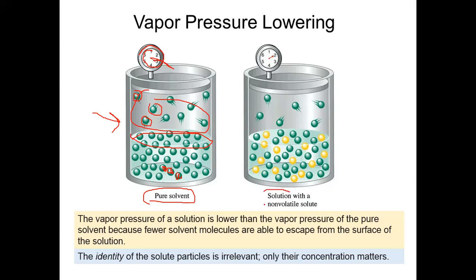Then we have another case: a solution with a non-volatile solute. Say this is KCl in a solution. Now we have molecules of water and molecules of KCl. You can see that we have fewer vapor molecules over the solution. Why is this happening? The reason is that molecules of KCl can occupy some space on the surface as well, or inside as well.